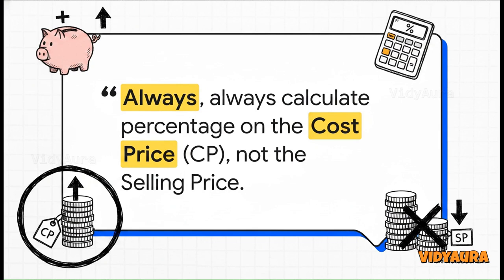And that brings me to my final, most important tip. This is my exam secret for you. So many students accidentally divide by the selling price when they're finding the percentage. Please remember, the profit or loss is always compared to what you originally paid. So you must always use the cost price as your base for the calculation.